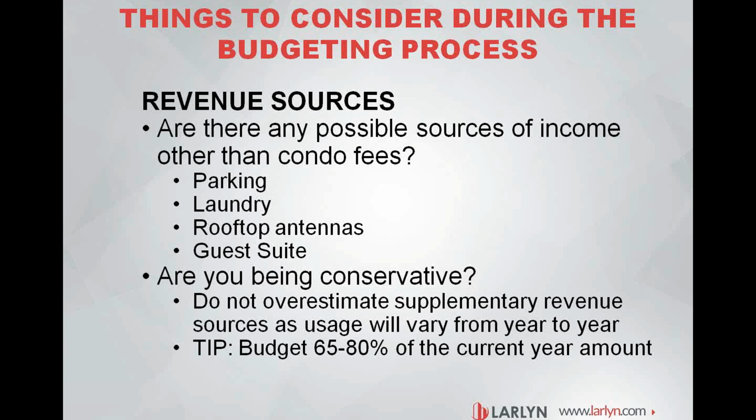For example, if you have a guest suite in your corporation that is rented out and is a supplementary source of income, you may not be able to guarantee how often that's going to be rented out in the coming year. So it's always best to err on the side of conservative so that you can't get yourself into a situation where the revenue you were expecting or anticipated wasn't being received.